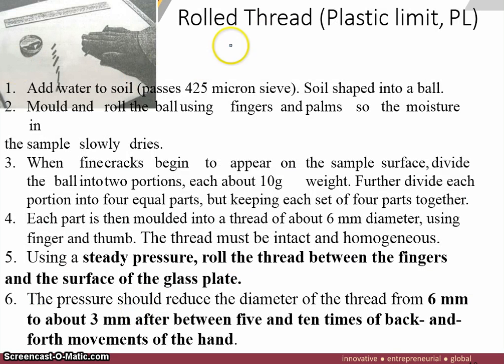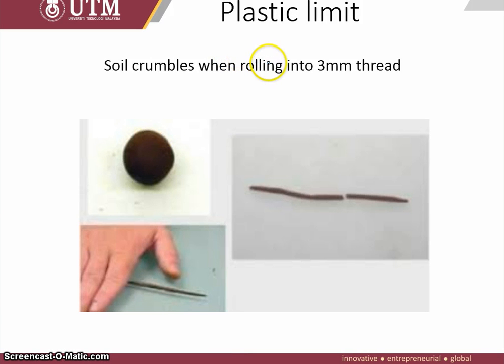For the thread test, you can go to this YouTube and watch. But the procedure in general is like this. We have a soil that is shaped into a ball, and we divide the soil into 4 equal parts and roll the soil into a thread with a 6 millimeter diameter. By using a steady pressure, try to make it smaller, with 5 to 10 times back and forth movement. When it crumbles at the 3 millimeter thread, it is the plastic limit. If it crumbles earlier than that, it is wrong, so we have to restart the test.